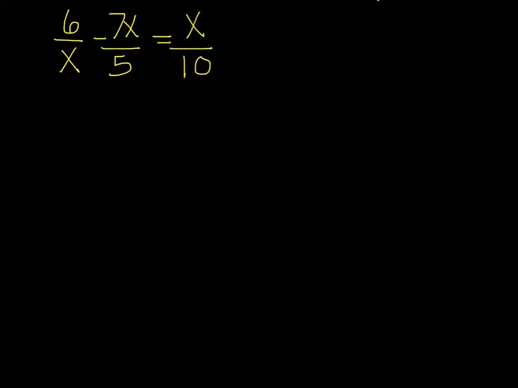Okay, now we're going to see what happens when we have more than one fraction on one side of the equation. So here we have a subtraction problem, 6 over x minus 7x over 5 equals x over 10. And that means that what we're going to have to do, and I'm going to put this in writing so you can write it down, is multiply the entire equation by the common denominator over 1.